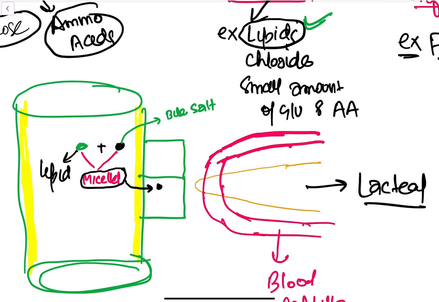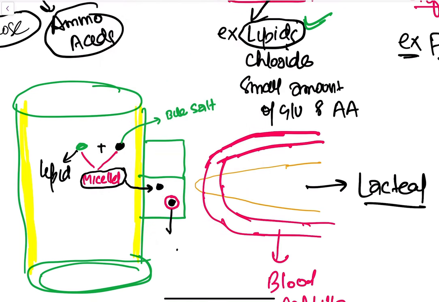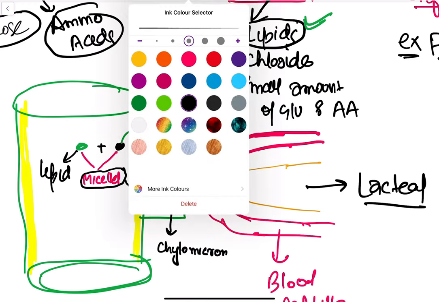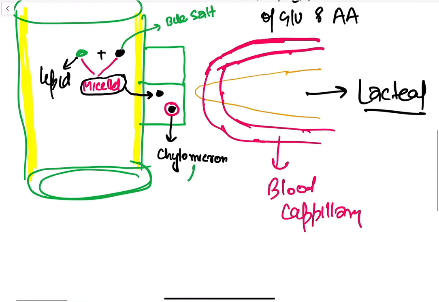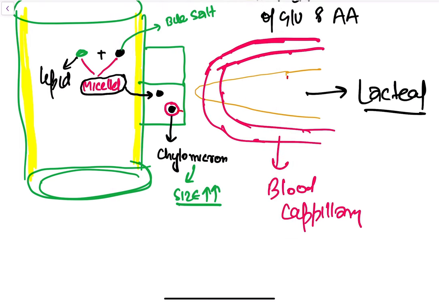It enters the enterocyte. Now the lipid particle is inside the enterocyte, and this enterocyte secretes a protein layer around this lipid particle. This modified lipid particle is called a chylomicron. Because of the protein coating, the size of the chylomicron has increased as compared to the original lipid particle. So when it wants to get absorbed, it gets absorbed into the lymphatic capillaries because their pore size is high. The pore size of blood capillaries is very low, so it's not able to get into the blood capillaries. It goes into the lymphatic capillaries called lacteals.